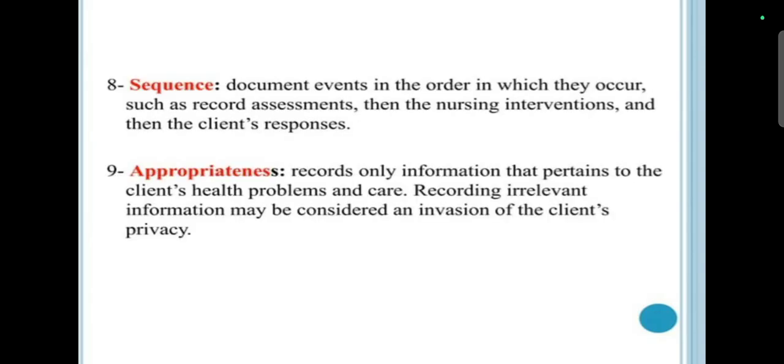Okay. Next is sequence. Documents should be entered in the order we have discussed previously. What could be the sequence for maintaining the documents? Documents in chronological order can be maintained, and appropriate records are useful for the information that pertains to the client's health problem and care. So recording irrelevant information may be considered an invasion of the client's privacy.